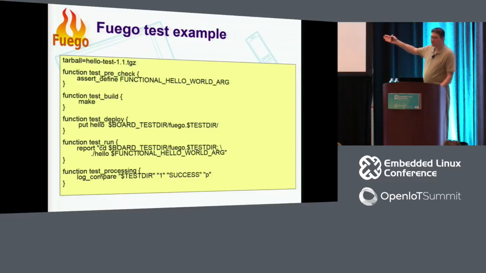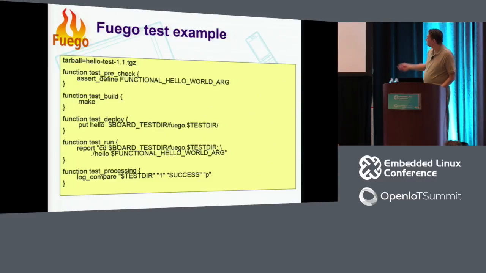And then the build function is make. Hello World doesn't need to be configured. Well, GNU does, but this one is very simple. The deploy function just puts the hello onto the board, and then we run it, and we collect the results with the report function. So we're going to cd into that directory, run hello. This is the first time I've noticed there's a typo in there.